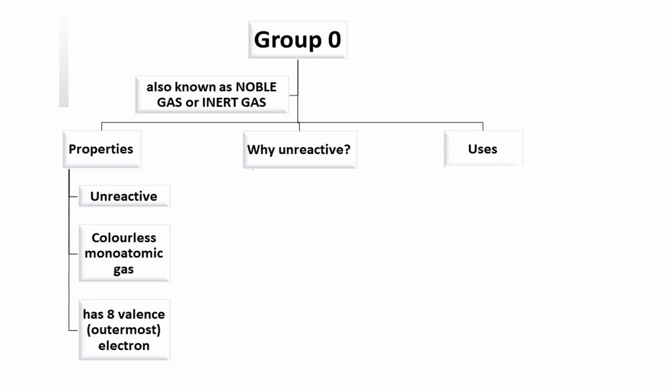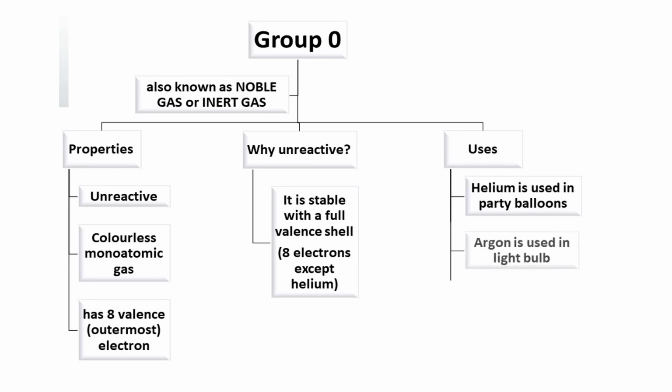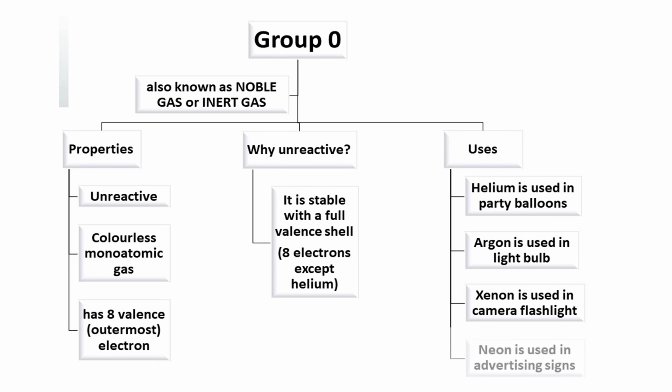Why is group 8 unreactive? This is because they are stable with a full valence electron, which means their valence shell contain 8 electrons except for helium. Its uses: helium is used in party balloons, argon is used in light bulb, xenon is used in camera flashlight, and neon is used in advertising signs.